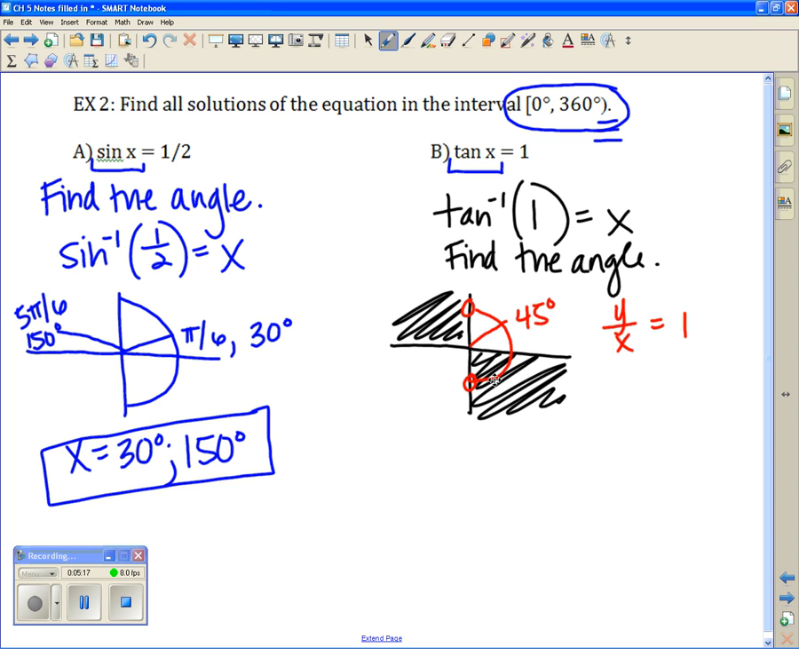Now, paying attention to what this problem is asking for, I need to go ahead and answer another place because I'm going all the way around the unit circle, another place where inverse tangent is equal to 1. So 45 plus 180 degrees is 215 degrees. So your answers in this problem are x equals 45 degrees and 215 degrees.